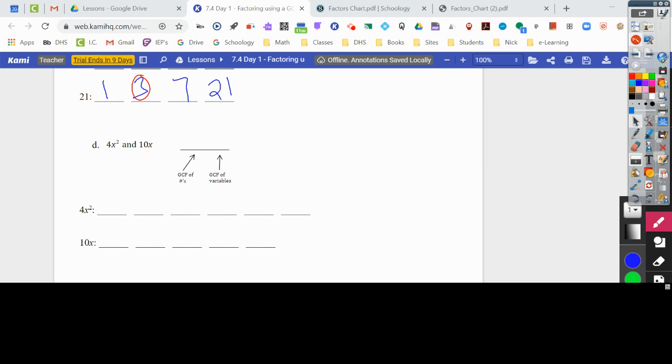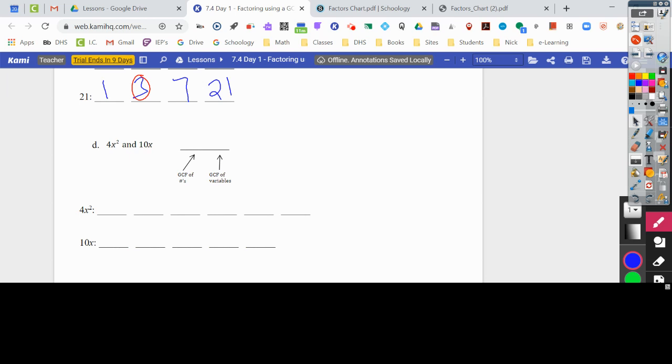All right, so as you can see, we're going to have to find the GCF of my numbers, and we're going to have to find my GCF of the variables if there is any of them. So for 4x squared, you can see how many spaces I have. That's how many factors I'm going to have for 4x squared.